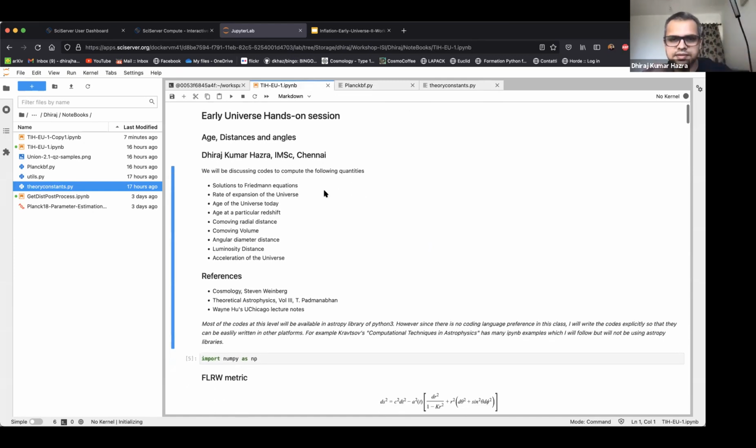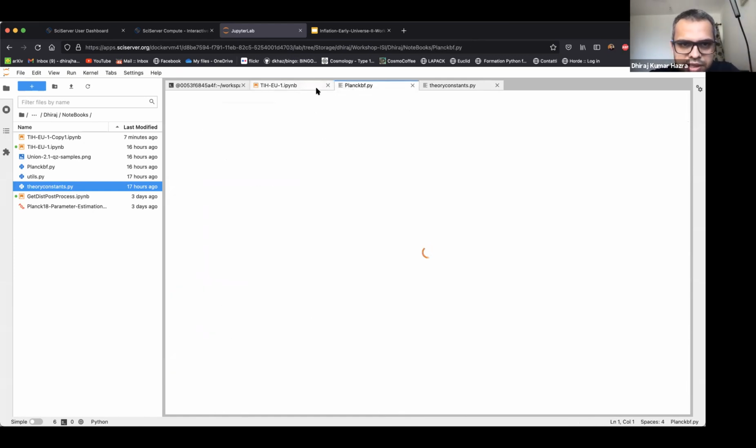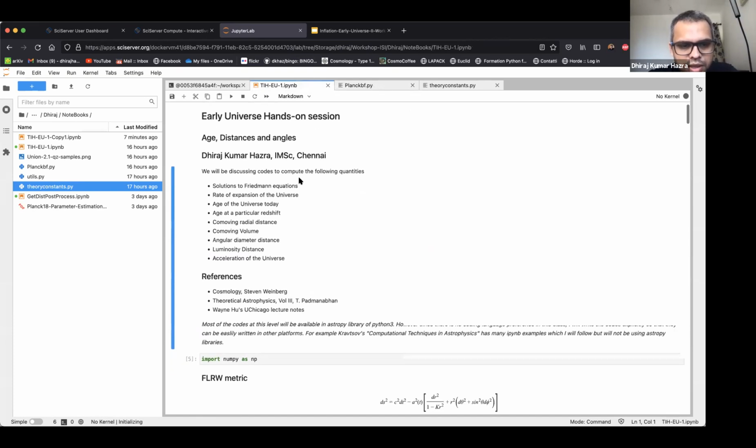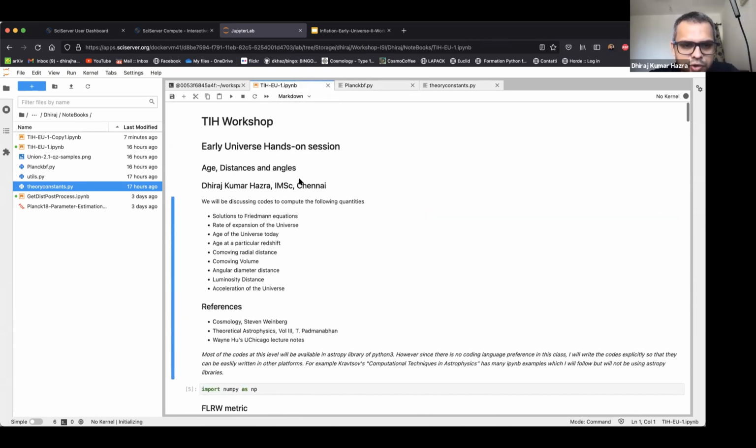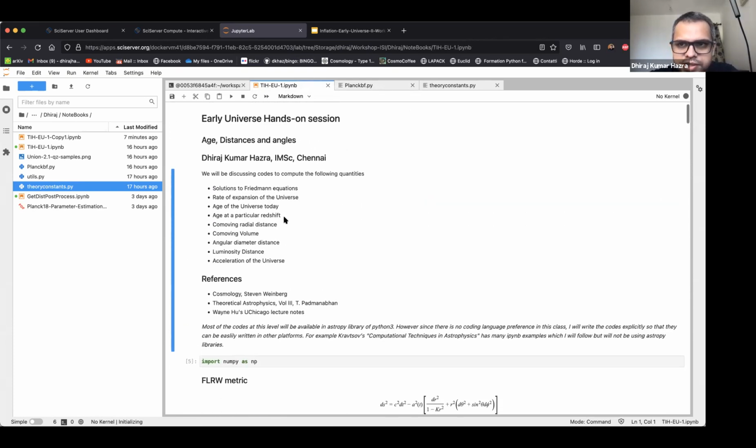Okay, let's just go ahead with this one. When they open, I'm going to show you. Okay, this notebook contains the solution to the Friedmann equations.